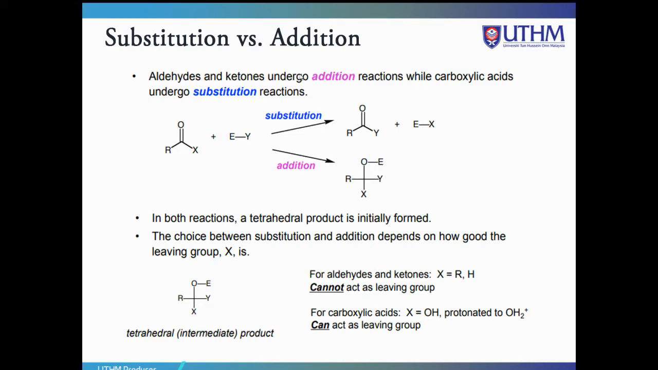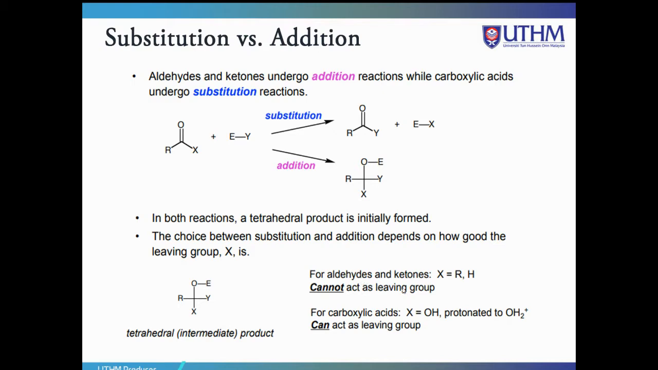Substitution versus addition. Aldehyde and ketone undergo addition reaction, whilst a carboxylic acid undergoes substitution reaction. Substitution is for carboxylic acid, whereas the addition is for aldehyde and ketone. In both reactions, a tetrahedral product is initially formed. The choice between substitution and addition depends on how good the leaving group, which is represented by X, is.